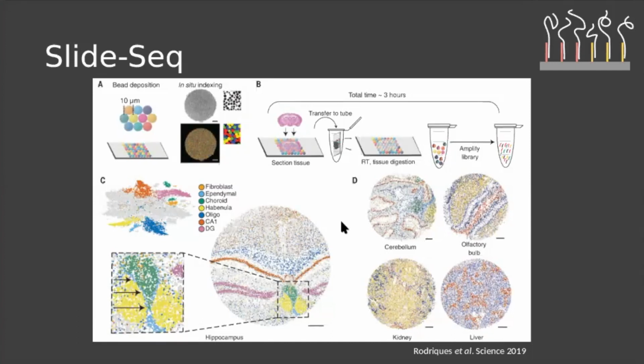Here are a couple of examples that they made in the brain, where you can really nicely see structures. Every dot here is a single bead, and they clustered them based on their transcription profile. They quite nicely see all the structures that are known to be in the brain. Noteworthy is that these beads are 10 micron in diameter, so they're roughly the same size as a cell. But how a cell is placed on top of these beads can be a bit under the influence of chance.